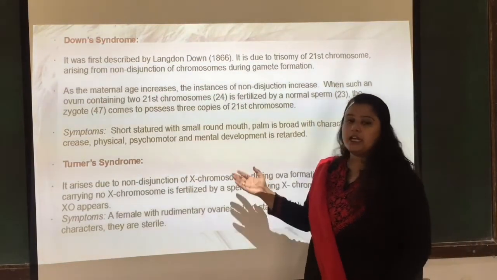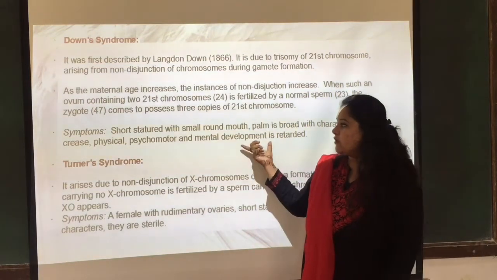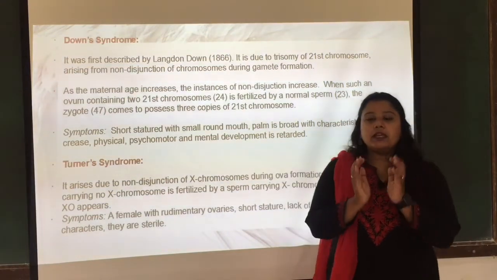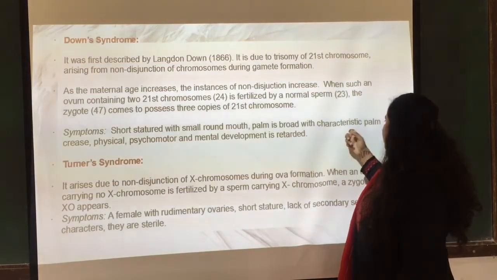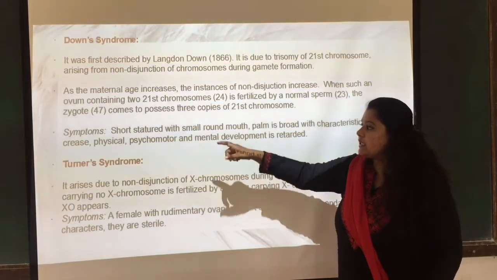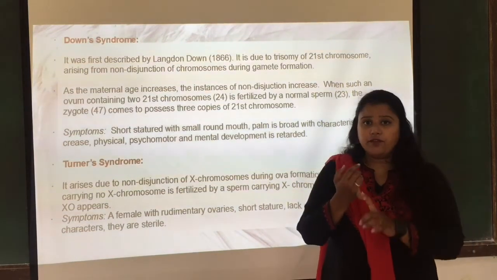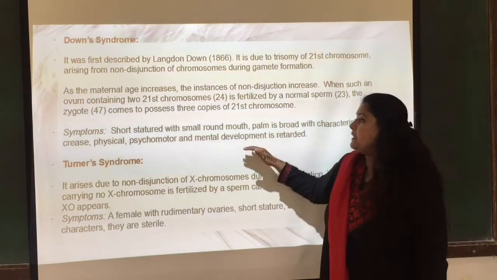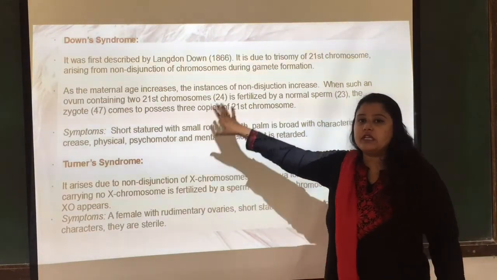The symptoms of this type of syndrome are short stature with small round mouth. This particular person is going to have short height, right? And their mouth will be comparatively short. Their palms are comparatively broad with characteristic palm crease. There will be so many creases observed in their palm. The physical, psychomotor and mental development is retarded. They are physically also not very developed. They are also mentally not well developed, right? That means their mental condition is also not proper. So this is all about the second type of syndrome, that is Down syndrome.